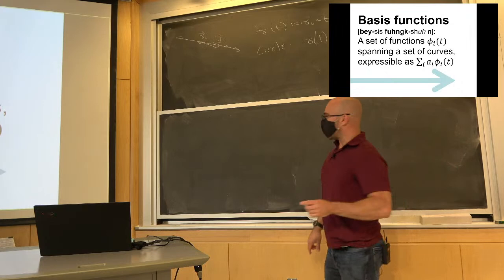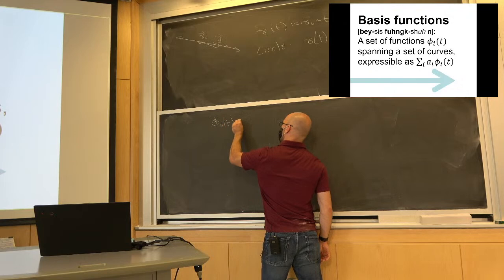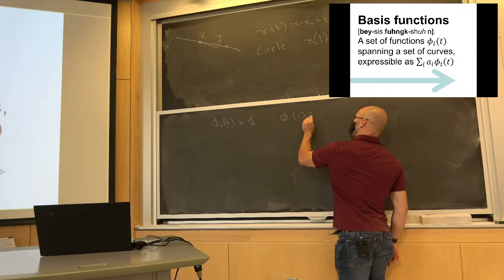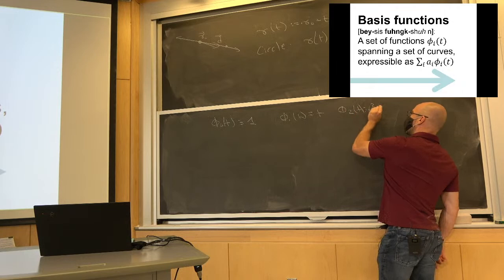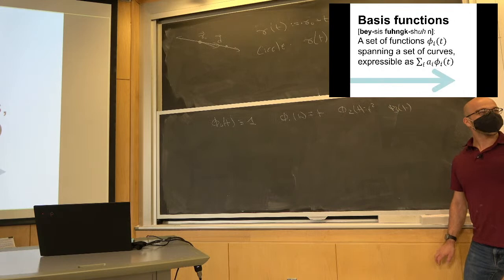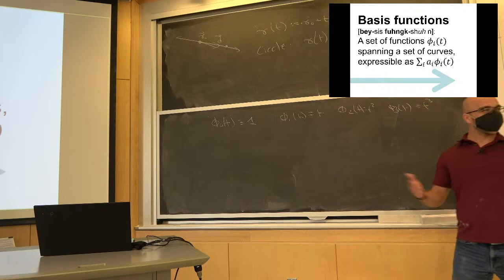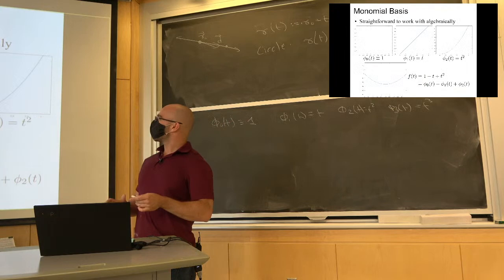So here's a basis. So maybe I make phi 0 of t to be just identically equal to 1. I make phi 1 of t equal to t. Phi 2 of t equals t squared. Phi 3 of t. Any guesses? Thank you. I'm teaching in a classroom again. I get to try and engage you people. That's right. So this would be called the monomial basis, right?